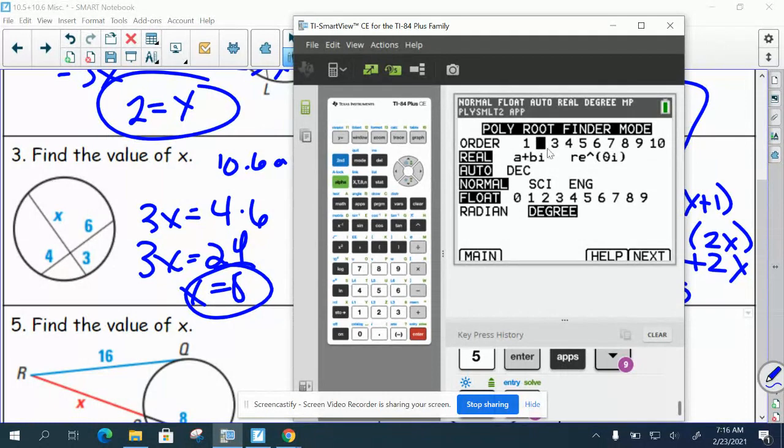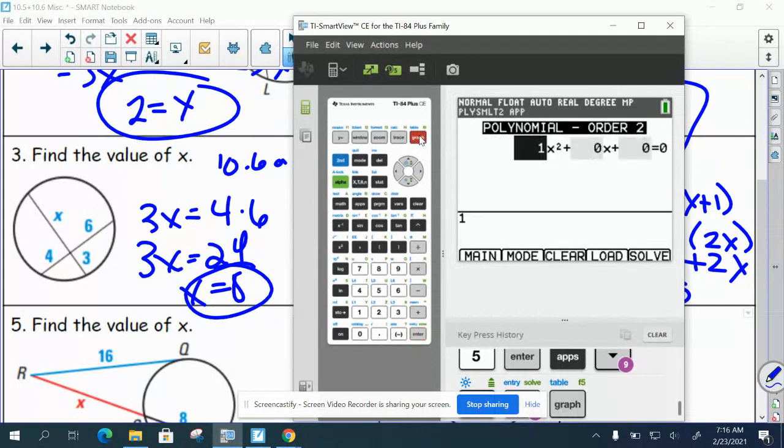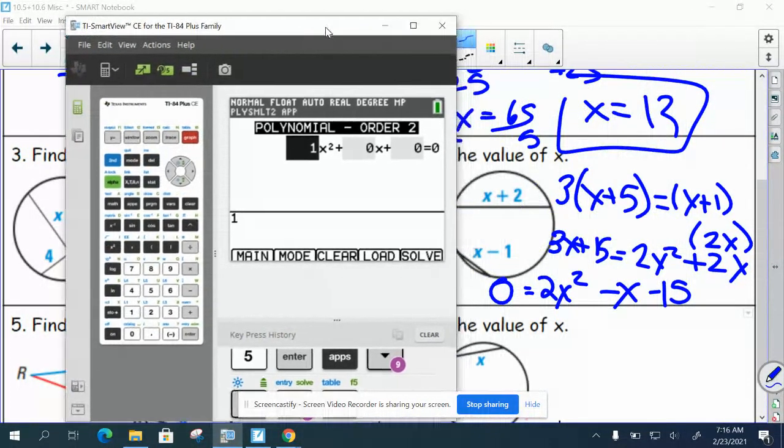So just make sure all of these are the same, and then you would click next. In order to click the next button, you would click on graph. Okay, and then you're going to type in your polynomial.